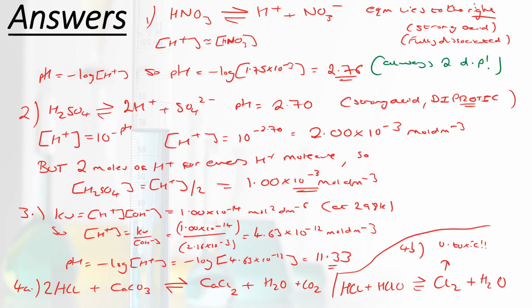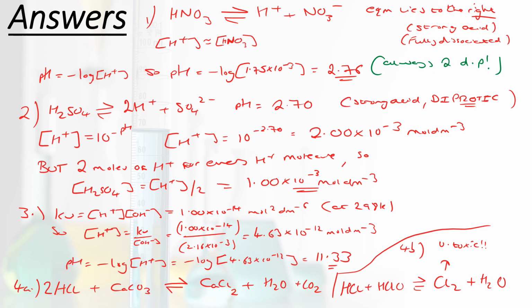Now for a normal monoprotic acid, this would be the end of the question, but the important thing here is that sulfuric acid is a diprotic acid. It releases 2 H+ per molecule of sulfuric acid. And so therefore, to actually find out what our sulfuric acid concentration was, we have to divide that concentration of protons by 2. So our concentration of sulfuric acid was actually 1 times 10 to the minus 3 moles per decimeter cubed.